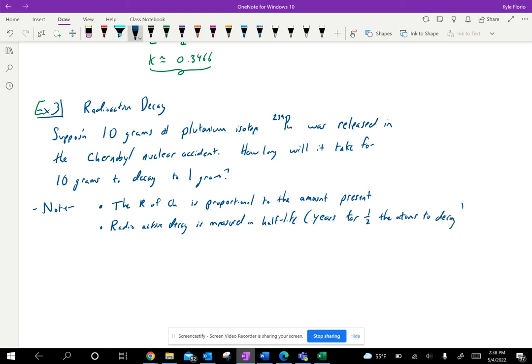So I think you guys may have seen half-life in science. And for plutonium, I'll tell you what the half-life is. So for plutonium, the half-life is 24,100 years. Wow.